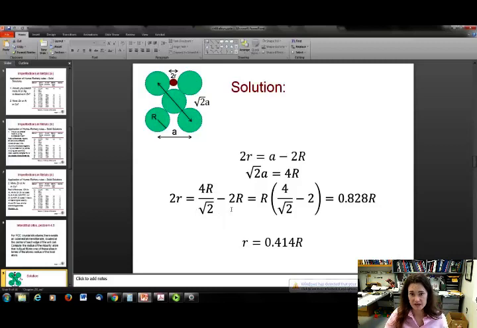When it's simplified, I get 2 little r equals big R times 4 over root 2 minus 2. And then I can solve for that little math expression, 4 over root 2 minus 2, and I get 0.828. So 2 little r equals 0.828 big R, or when I solve for little r, I get 0.414 big R. So that's the ratio, or the factor, that relates your little radius for your interstitial atom to your big radius. And it was just solely determined by geometry.